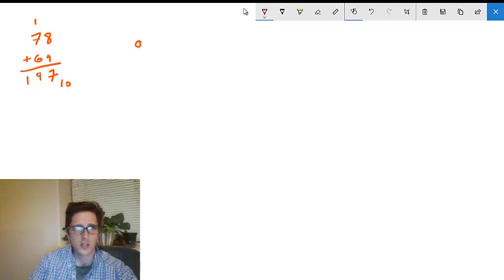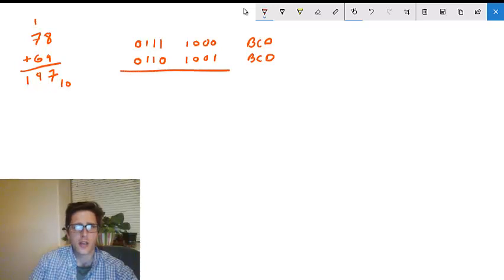We have a 7, so we have a 0, 1, 1, 1. That's 7 in binary. And then we have 8, so we have a 1, 0, 0, 0. Okay, that's BCD. And then we have a 6 over here, so we have 0, 1, 1, 0, which is 4 plus 2. Then we're going to get 9. So that's 1, 0, 0, 1. And so this is 8 plus 1 is 9. So there we go. Now we add these together.